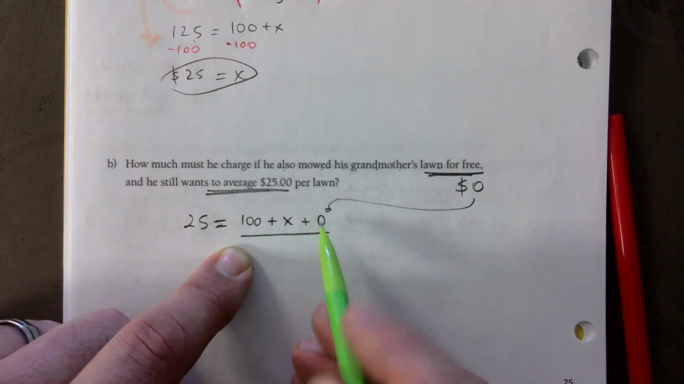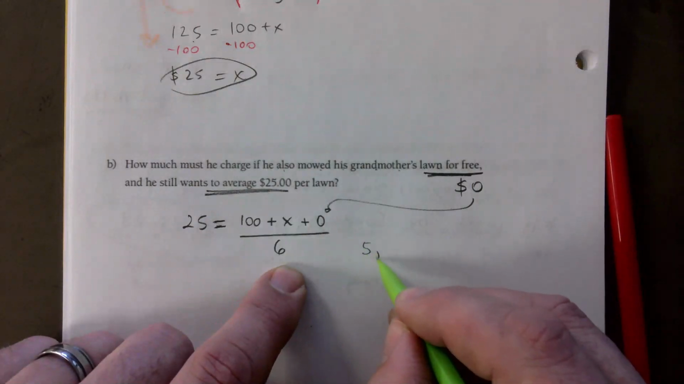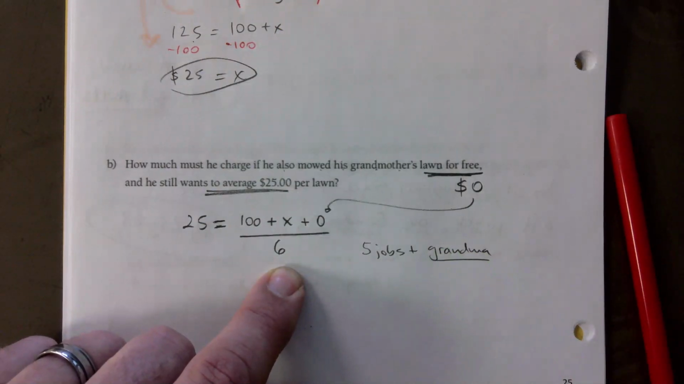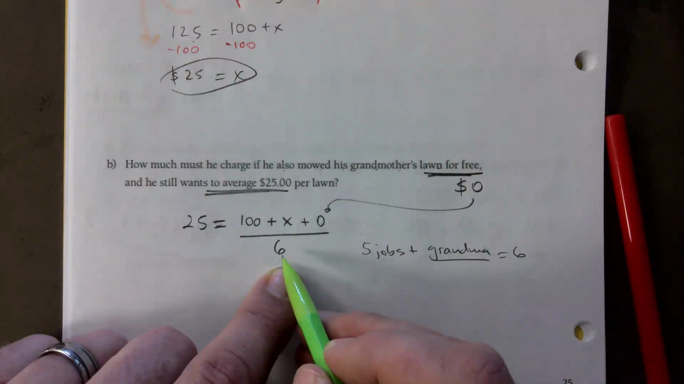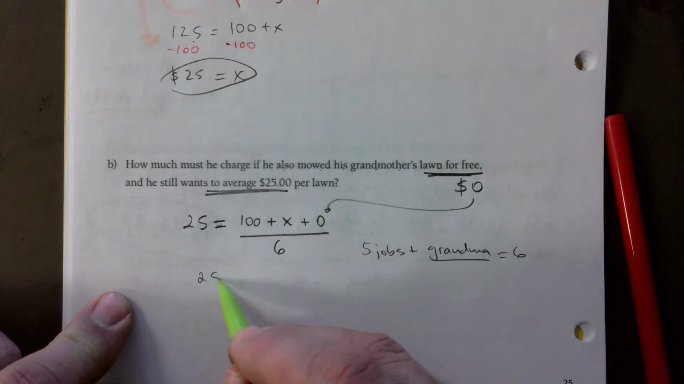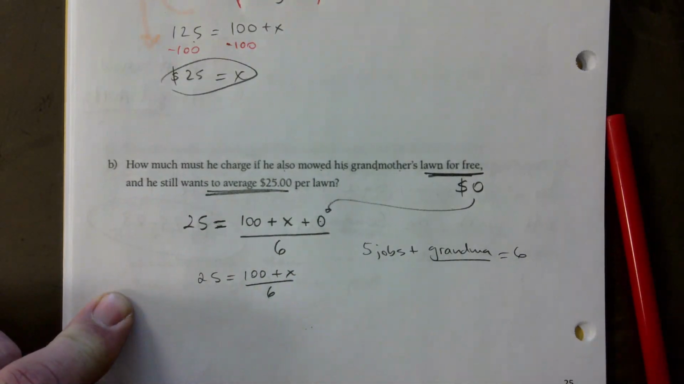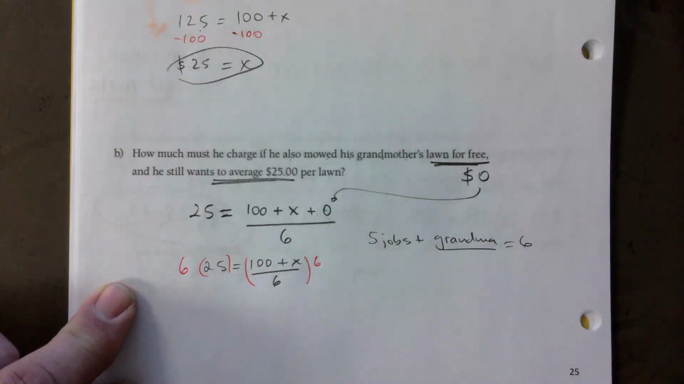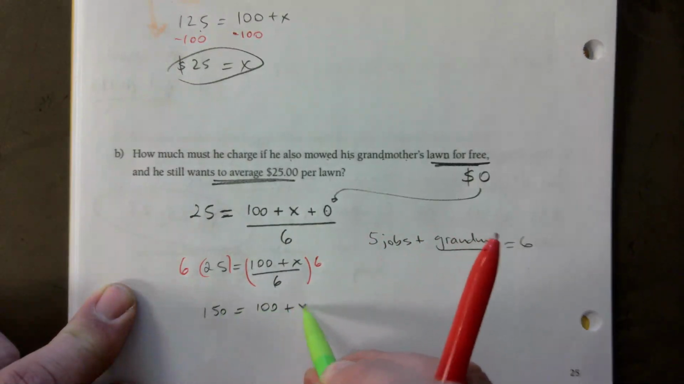Plus that free job, it's still a job, so it's 6. 5 jobs plus grandma. So that's 6. That's what you needed to change in this one. That's what the curveball was in this case. So let's clean this up again. 100 plus 0 obviously just stays at 100, divided by 6. And now, instead of multiplying by 5, you'll just multiply by 6. And so that would be 150 is equal to 100 plus x.